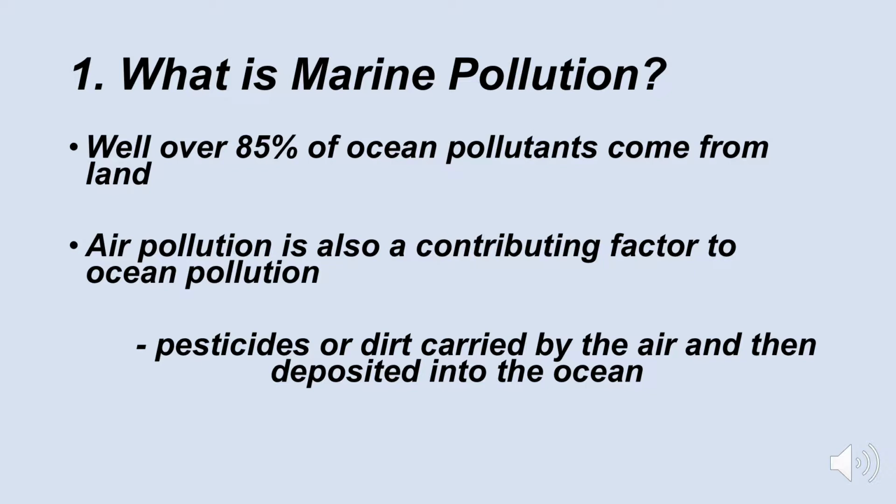Air pollution is also a contributing factor to ocean pollution. Pesticides or dirt carried by the air is then deposited in the ocean. The pesticides have to come from land. They can vaporize and move in the atmosphere and fall out over the ocean. Same thing with dirt. When we're talking about massive dust storms, those dust storms eventually dissipate over the ocean, but that means these dust particles fall out and pollute the ocean.